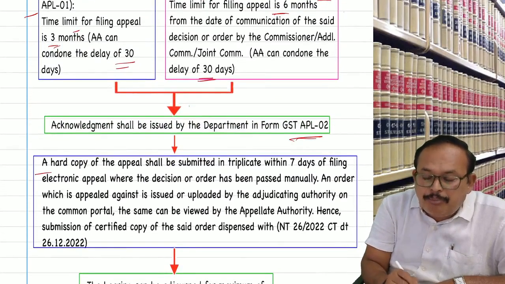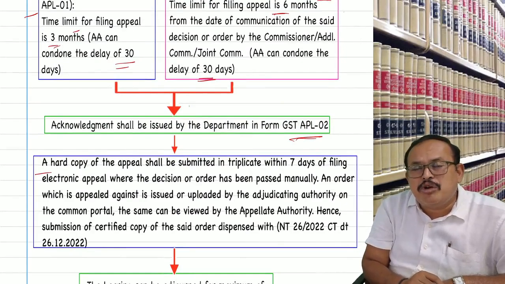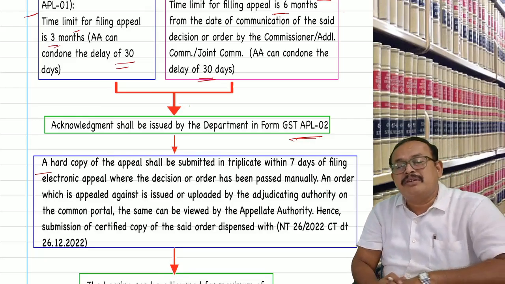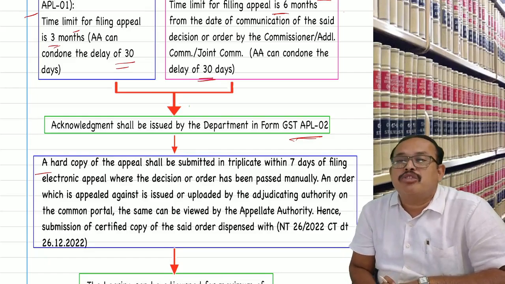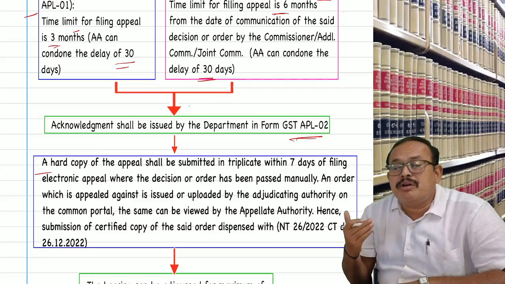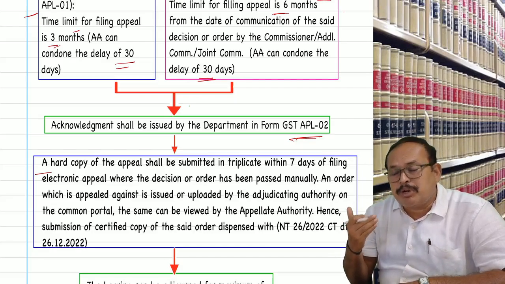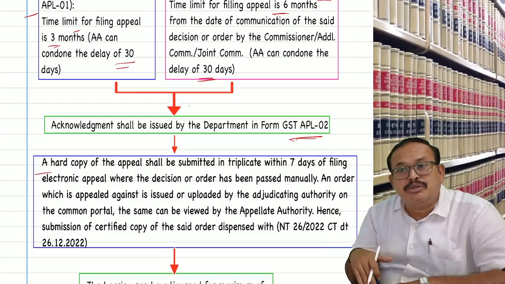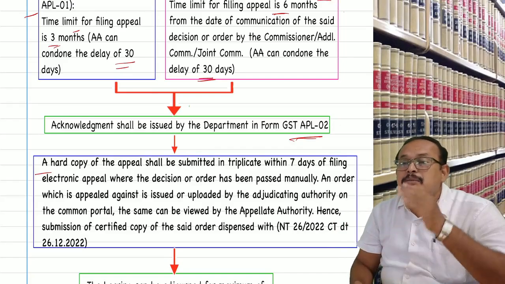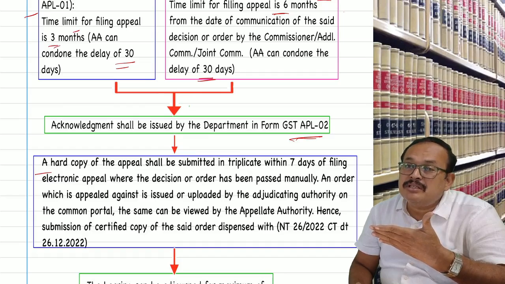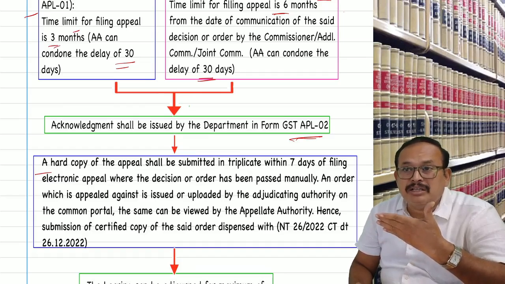Now, is a hard copy of the appeal required to be submitted in the office of the Joint Commissioner Appeals or Commissioner Appeals, in the office of the appeal authority? The law here says it is not warranted. Earlier it was so, now it is not required, because the order passed by the proper officer is uploaded through the system, through the GST network portal, which is available to the appeal authority also. The Joint Commissioner Appeals can log in to that portal and look at the order in original, what the order in original talks about.